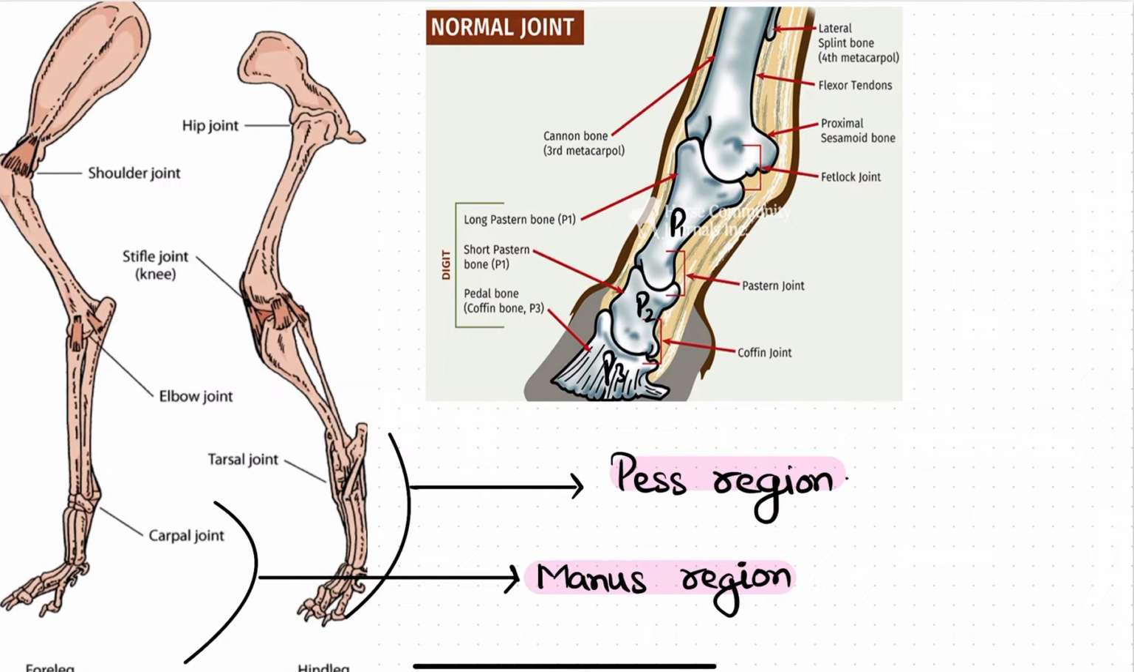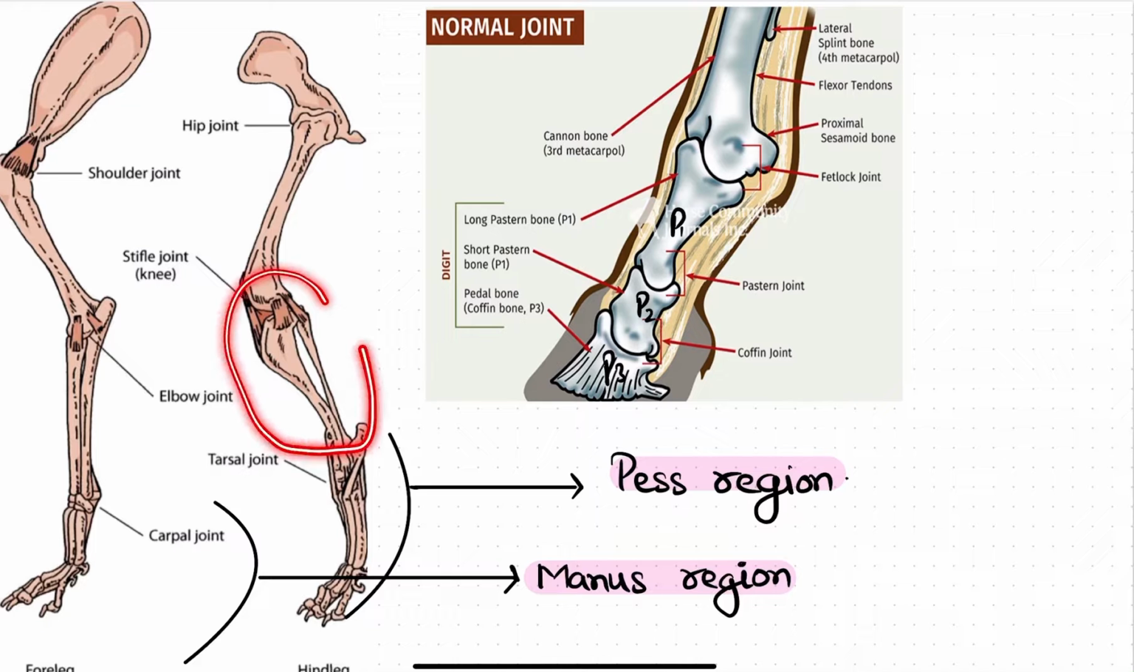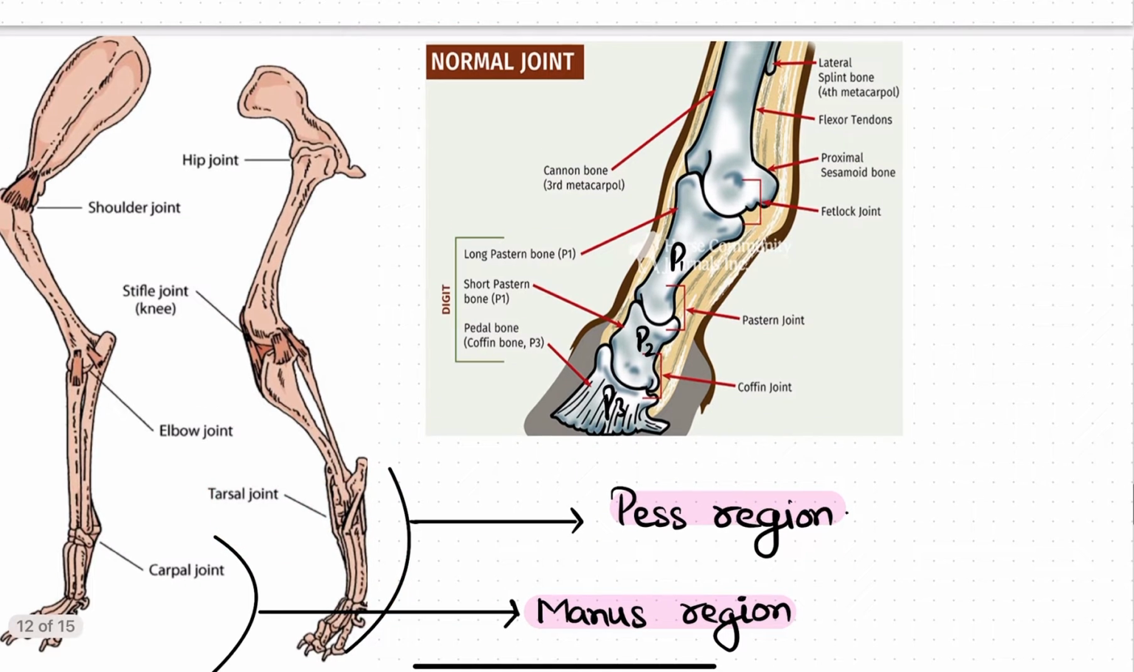Okay, now the joint between this bone, which is the hip bone, and this is the femur, the longest bone, is known as the hip joint, and the joint between the femur and tibia and fibula is known as the stifle joint. Which joint? Stifle joint. Okay, and the joint between the tibia and fibula and tarsal is known as the tarsal joint. Now as I discussed some joints like pastern, coffin, and what was the other joint, fetlock. Now you can easily relate with this diagram.